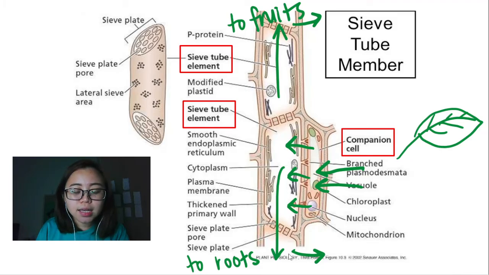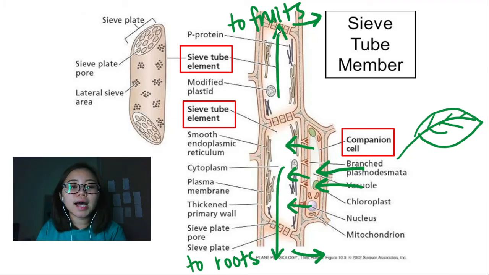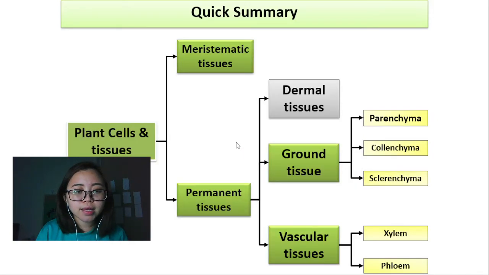The sinks, tempat sucrose ini mendap atau digunakan, adalah akar. Sebab akar tidak boleh fotosintesis, jadi daun bekalkan dia dengan makanan ataupun di buah-buahan. Fruits will store the sucrose for the seeds. Okay, buah-buahan akan simpan sucrose itu untuk kegunaan benih nanti. You will learn more about this in semester 2. Okay, thank you very much. And that is pretty much it.